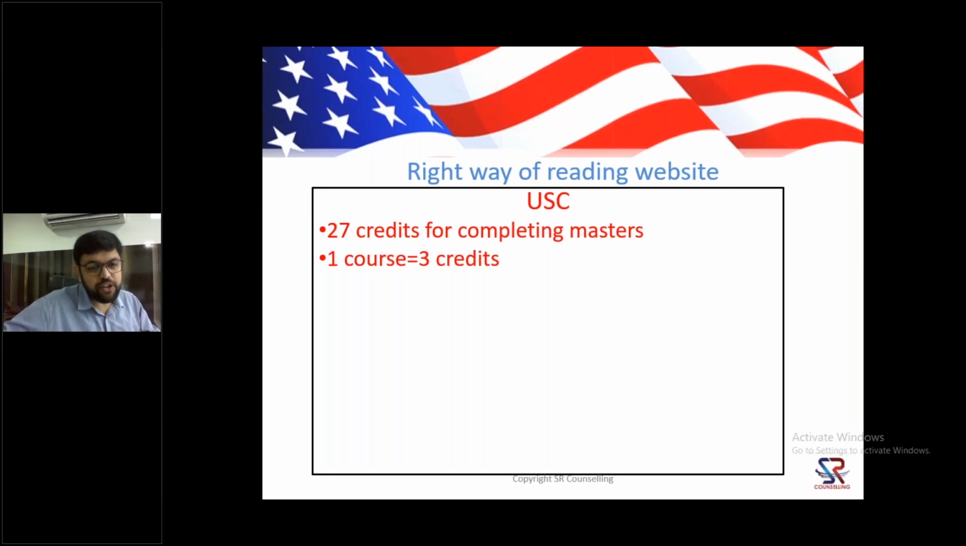Suppose you go to Carnegie Mellon University, you need to complete 96 units to complete your master's, and one course will fetch you 12 credits or units. That means you need to do 8 courses at Carnegie. At USC, because it's 27 credits and one course fetches you 3 credits, you need to take 9 courses to complete your master's. So 9 courses totally to complete your master's.